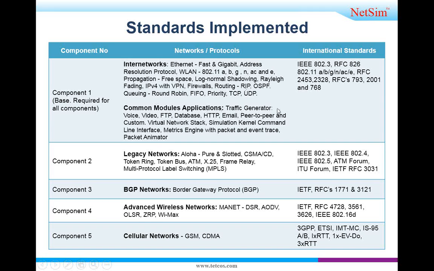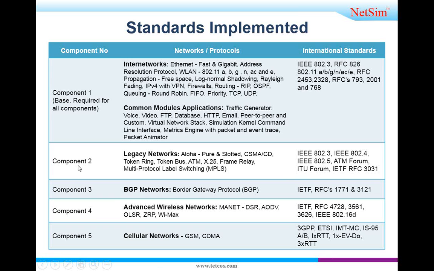where you can generate various types of network traffic on any node. So it has a traffic generator. It can create voice, video, FTP, database, HTTP, these kinds of packets on any node. Then it has a command line interface also. Then some metrics engine which creates packet and event trace. Then a packet animator. So these are some common features which are available in component one. And these are the IEEE standards. These components are based on these standards only.